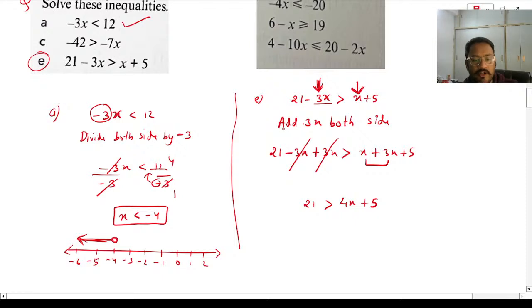I hope you understood. So what I did is, minus 3 was cancelled by plus 3 so that these two get eliminated. So by that way we eliminated this, and only 21 is left, so I wrote 21 here. And here, because we need to add on both sides, 3x plus x will be 4x, and this 5 will remain as it is, 5. Now I want to eliminate this 5.